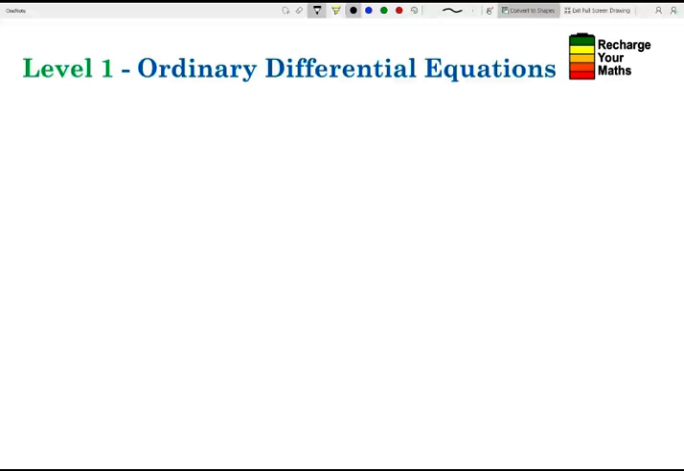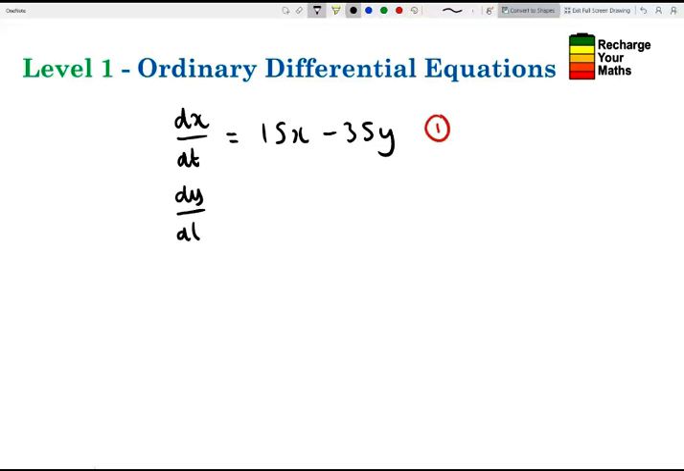Today we're going to be starting off with solving a first order system, and that system is dx over dt equals 15x minus 35y, and we'll label that equation 1, and dy by dt equals 6x minus 14y, and let's call that equation 2.